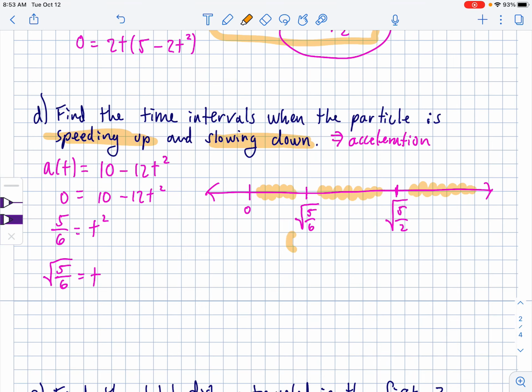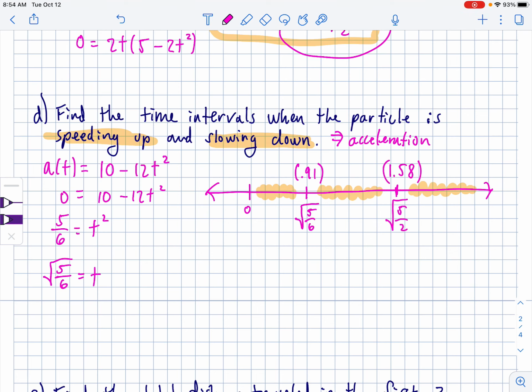If I take the square root of 5 divided by 6, that's about 0.91. So I'll just make a little note to myself that that's about 0.91. And then the square root of 5 halves, that is 1.58. Hey, that's good news because the number 1 is right in between them. So I'll probably choose like 0.5, 1, and 2, and plug those in.